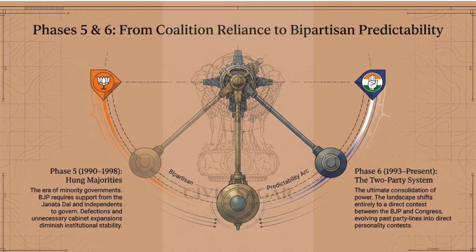The BJP required support from Janata Dal and independent members to form governments, leading to frequent cabinet expansions. However, by 1993, Phase 6 solidified today's classic political pendulum. Power now alternates predictably between BJP and Congress every election cycle, turning state races into high-stakes personality contests.